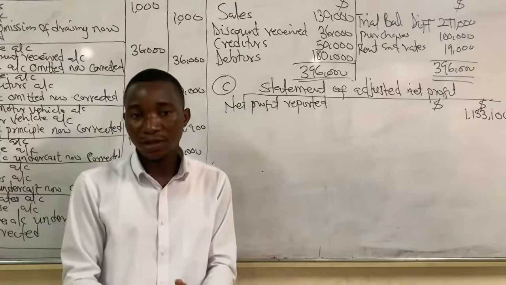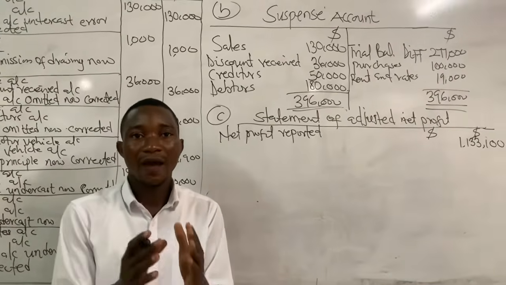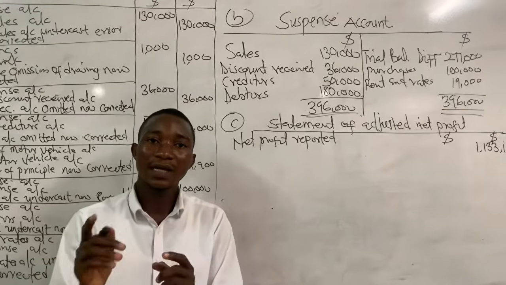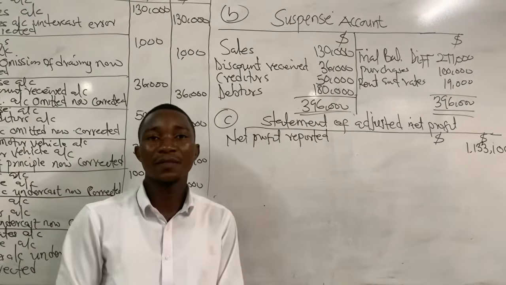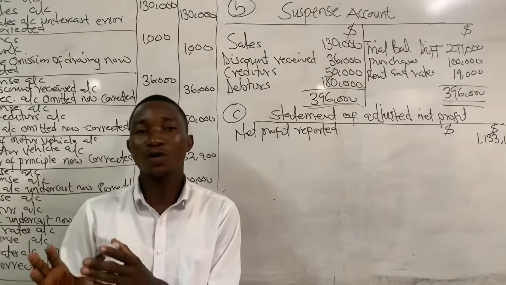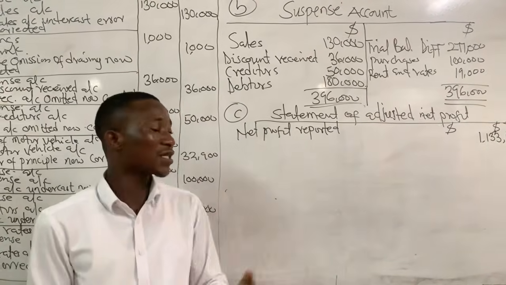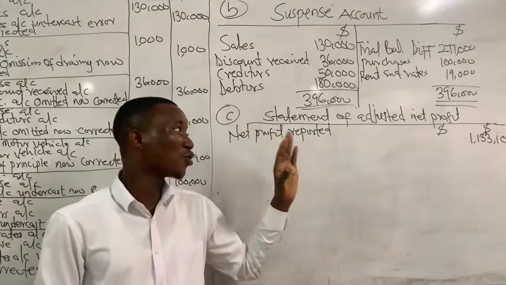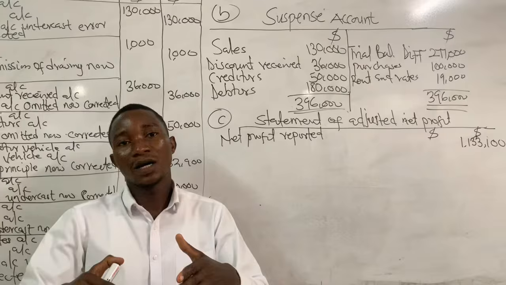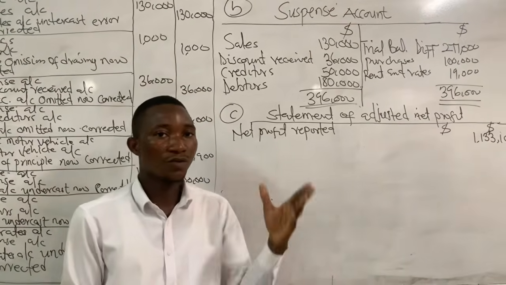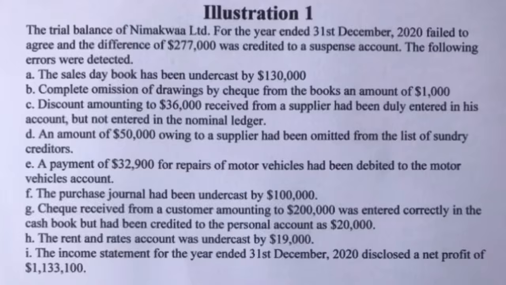For example, there are errors that affect debtors, and there are errors that affect creditors. Debtors and creditors, we don't treat them in our income statement, but rather in the statement of financial position. Because of that, it won't have any effect on our net profit. So we will not adjust those errors. But those errors that affect items in the income statement, we will quickly adjust them to correct the net profit.